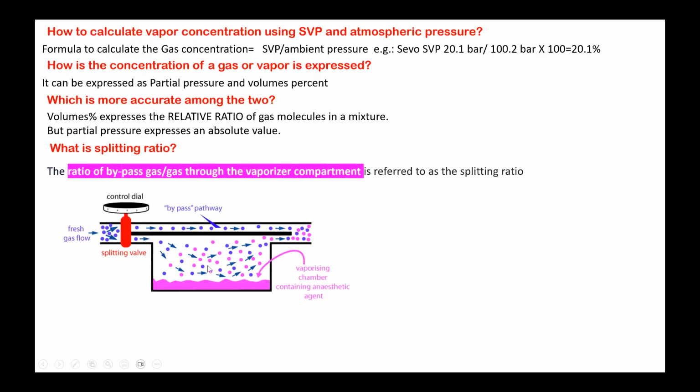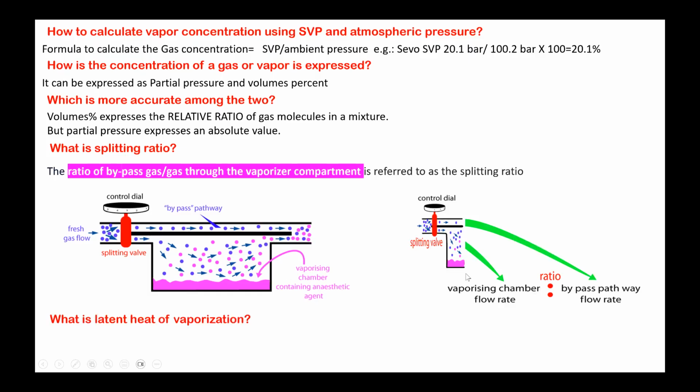So the gas entering the vaporizer picks up these pink dots, which are the anesthetic vapor. The blue arrows and blue dots are the fresh gas flow, and they mix here at the outlet. This is the inlet of the vaporizer, this is the outlet, and this goes through the back bar to the patient. This is the picture to show the splitting ratio. Part goes to the vaporizing chamber and part goes through the bypass, and the amount between these two is called the splitting ratio.